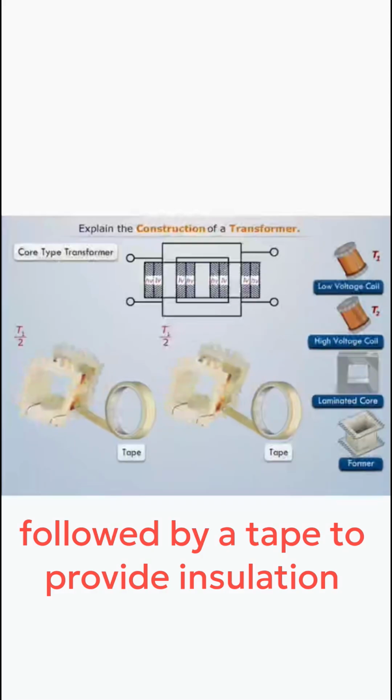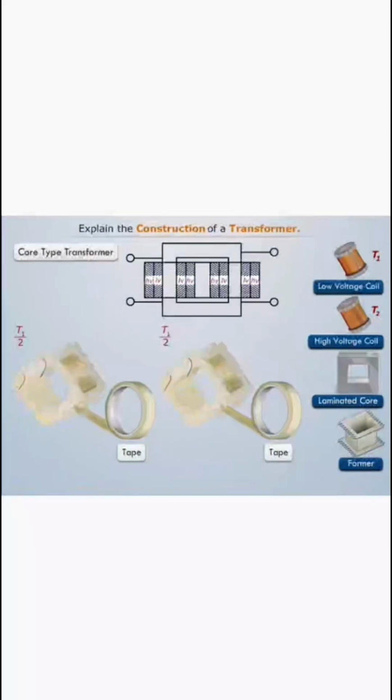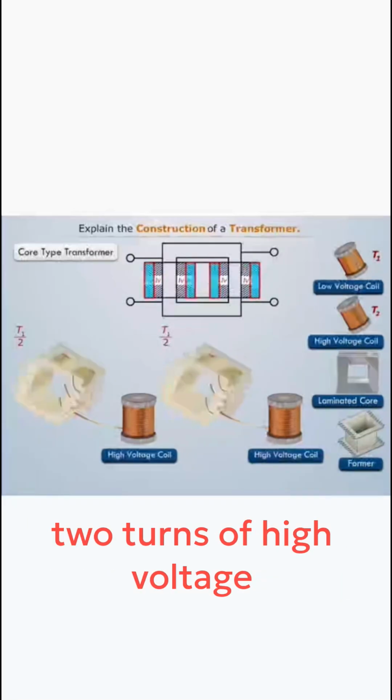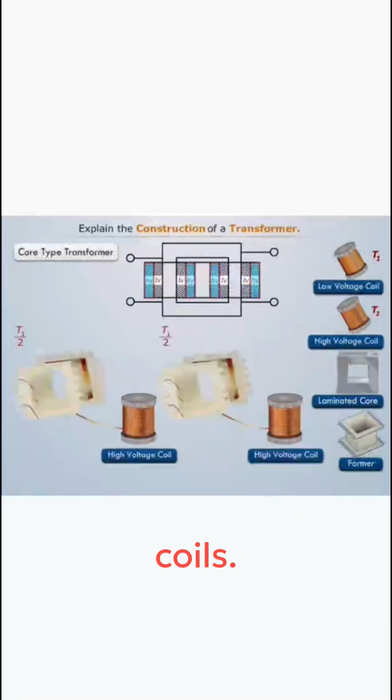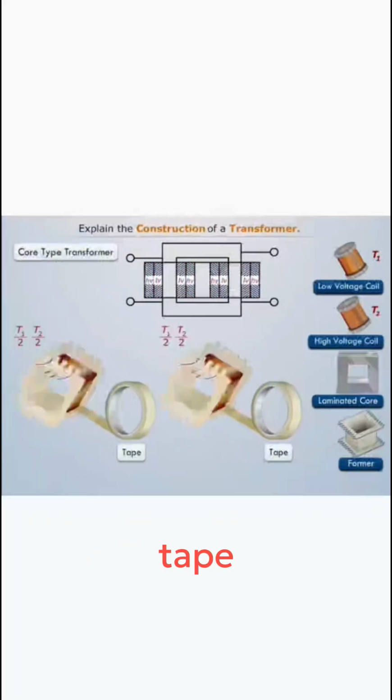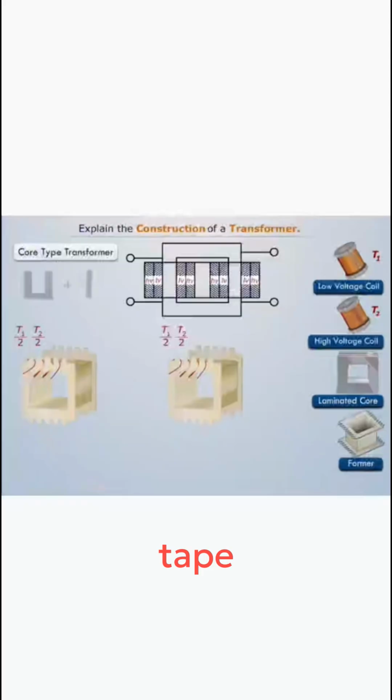Followed by a tape to provide insulation. Then over these two frames wind T2 by 2 turns of high voltage coils, followed by a tape, to form a core.